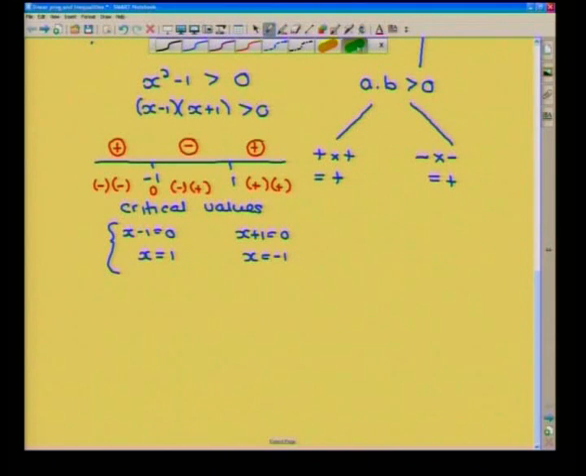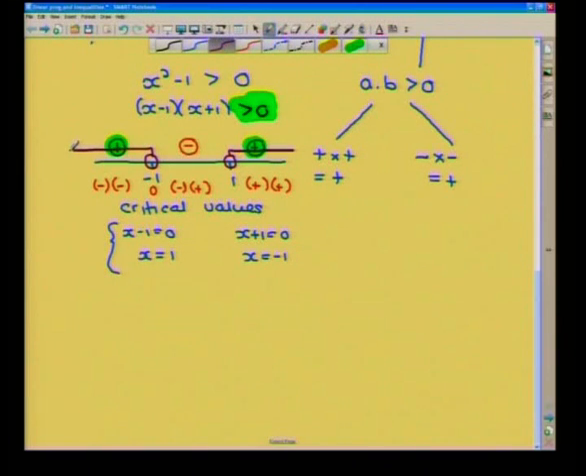Right, so what do I want? I want greater than 0, which are the positives. So I want this, and I want this. So, do I want to include this? No, because it didn't say equal to, it just said greater than 0. And I don't want to include this, but I do want everything else that way.